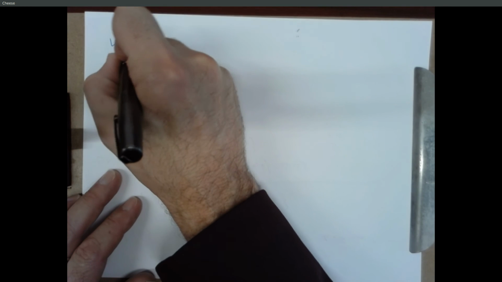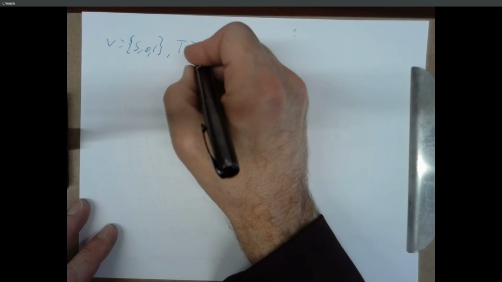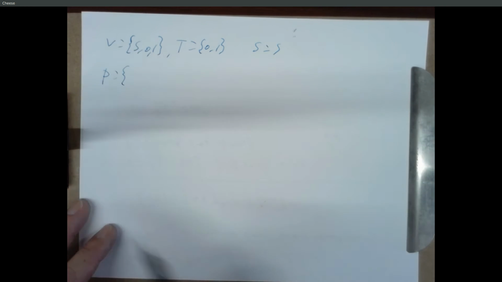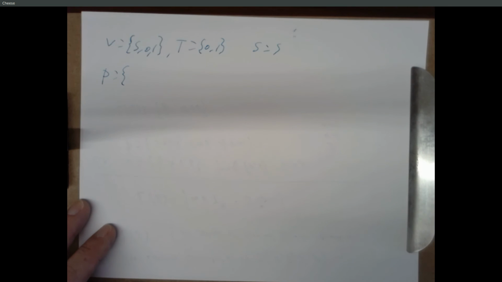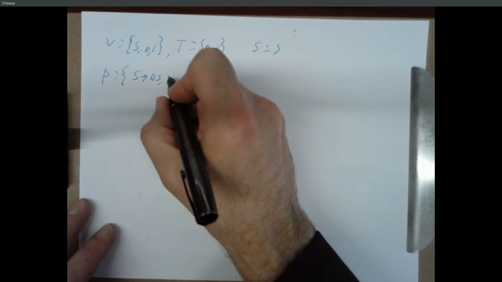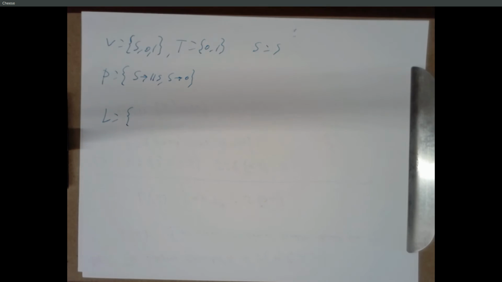Okay, so let's try a different one. So our vocabulary is the start symbol S, as well as a 0 and a 1. The terminal symbols are just 0 and 1. The start symbol is S. And the production rules are as follows. S goes to 1, 1, S, or S goes to 0. So what things are in this language?